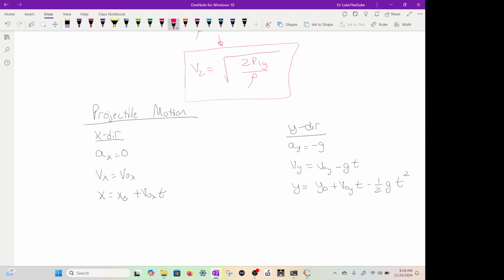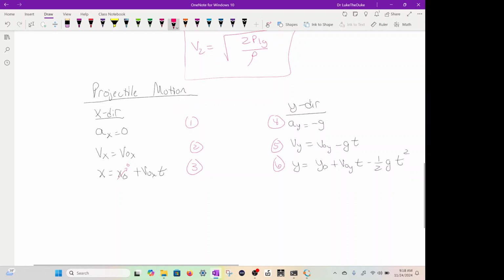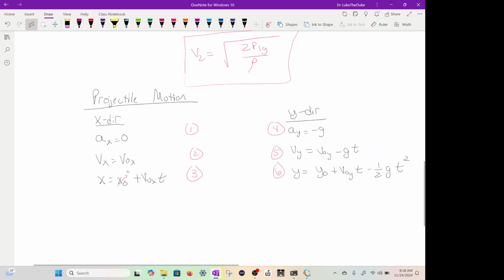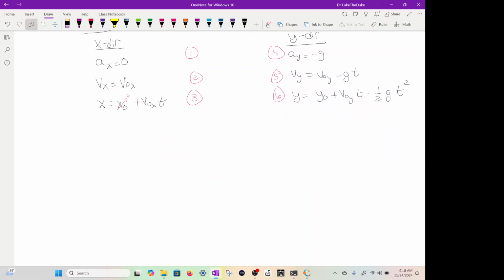All right, I'm going to call these equations 1, 2, 3, 4, 5, and 6. And I'm going to cancel this x naught because we're starting x naught right at point 2. Okay, so we can put 2 into 3. All right, so from equation 3, x equals v2 cosine theta t.